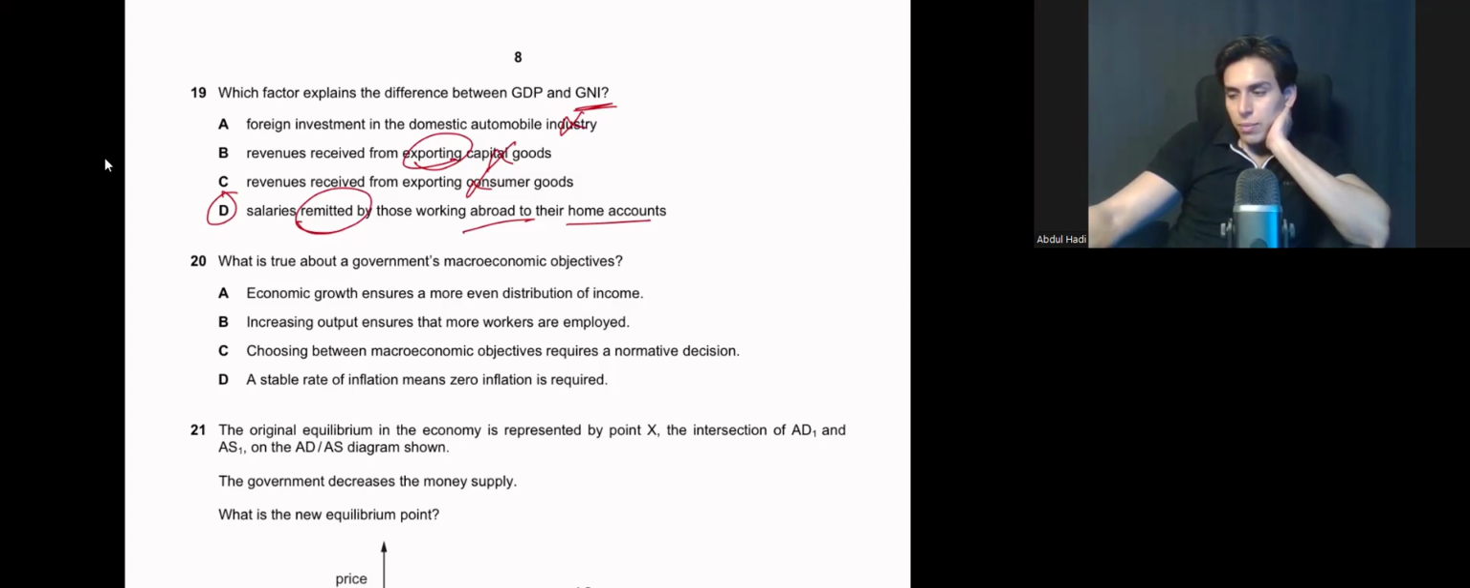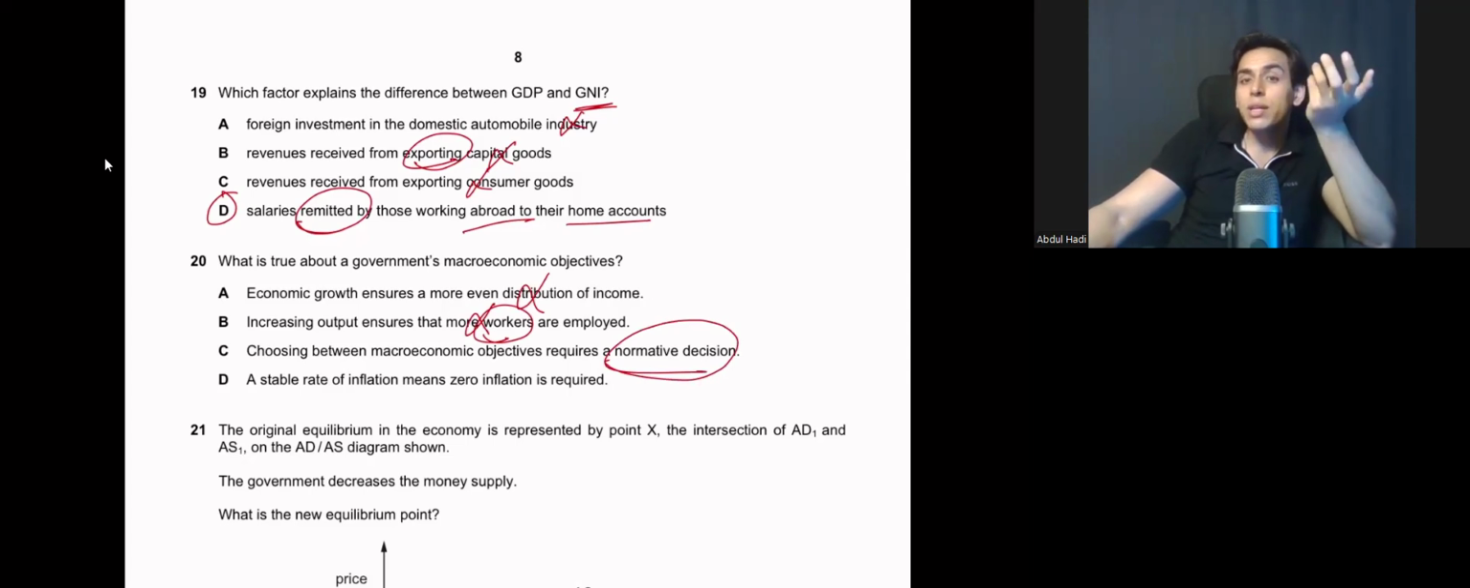What is true about government's macroeconomic objectives? Economic growth ensures more even distribution of income, not at all. Increasing output ensures that more workers are employed, not at all, because we can use capital instead of labor as well. We can go for machines as well. Choosing between macroeconomic objectives requires normative decisions. It requires normative. Normative means opinions.